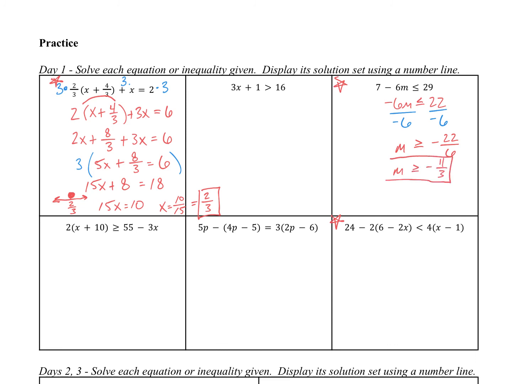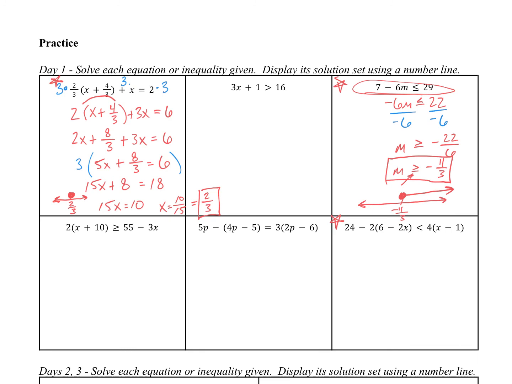So that's my solution. M is greater than or equal to negative 11/3, but we do need to graph that solution. So I'm going to draw a number line. I'm going to put a negative 11/3 on it. It says greater than or equal to, so I can fill in the point at negative 11/3. And if M is greater than or equal to negative 11/3, that means these are all the values that represent my solutions. So any number greater than or equal to negative 11/3 would satisfy this original inequality.